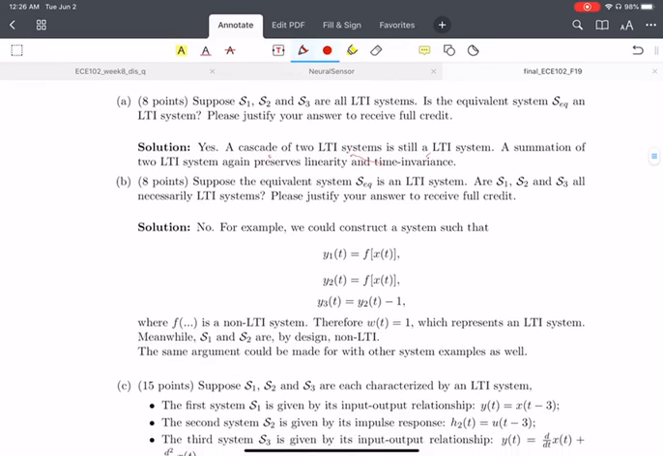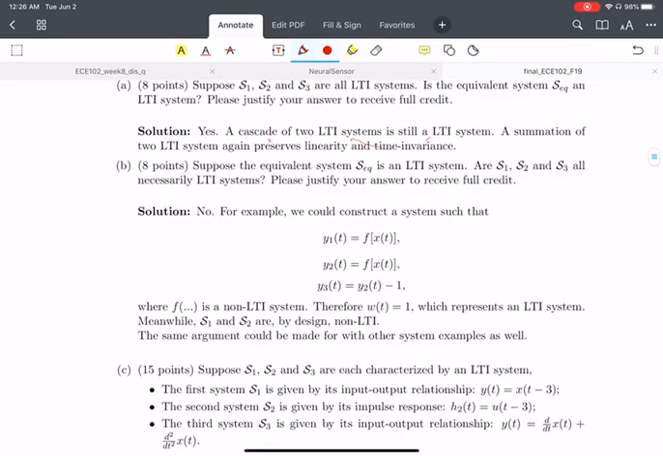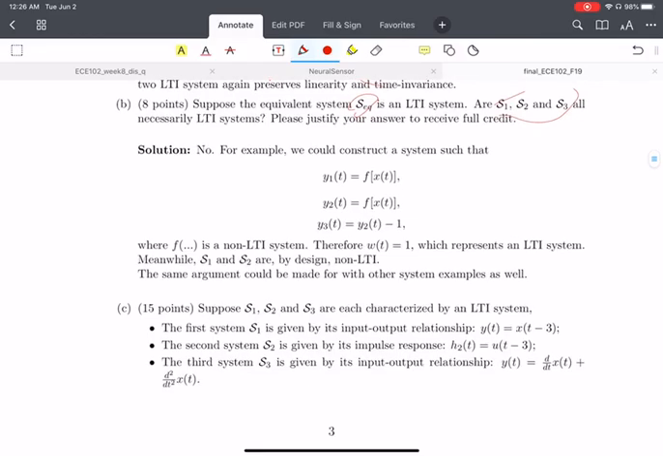and question B gives the counterexample, to show that if S equivalent is an LTI system, S1, S2, S3 should not necessarily all be LTI systems. Yeah, so I will not go through question B as well.